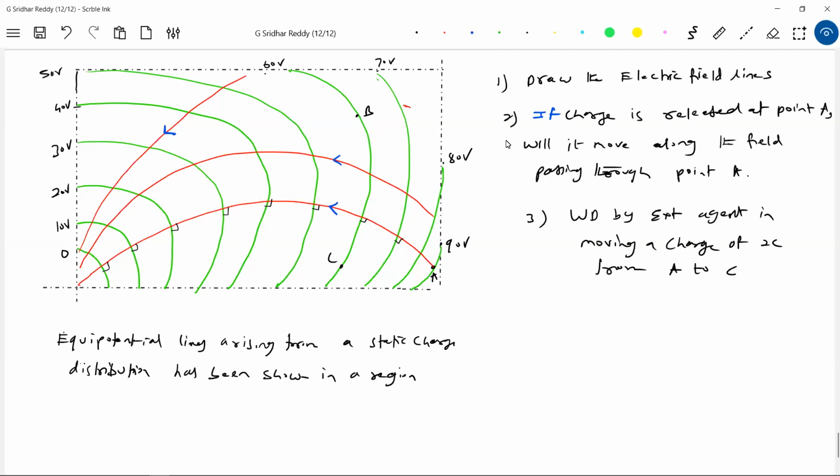A charged particle will move along lines of force only in the case of an isolated field produced by an isolated point charge. Am I right? I gave exactly this explanation also with the help of a diagram. If a test charge is released, it will move along the lines of force only in the case of the field produced by an isolated point charge. What is this field? This is not produced by an isolated point charge. So definitely you can say it will not move along lines of force. The answer is no.